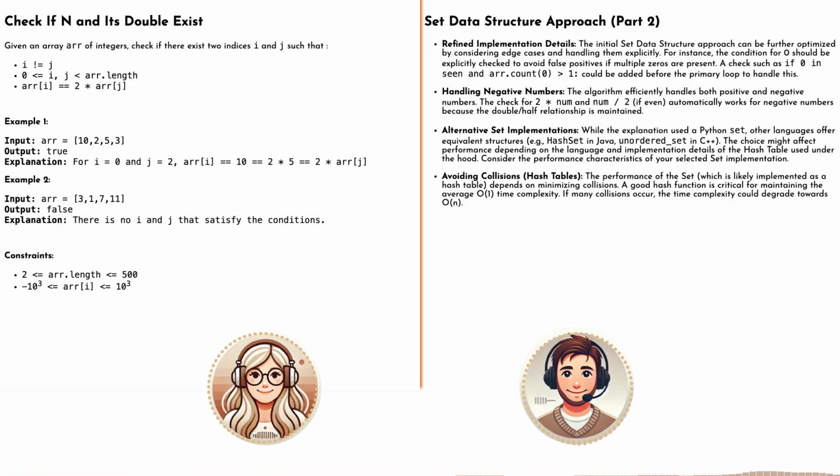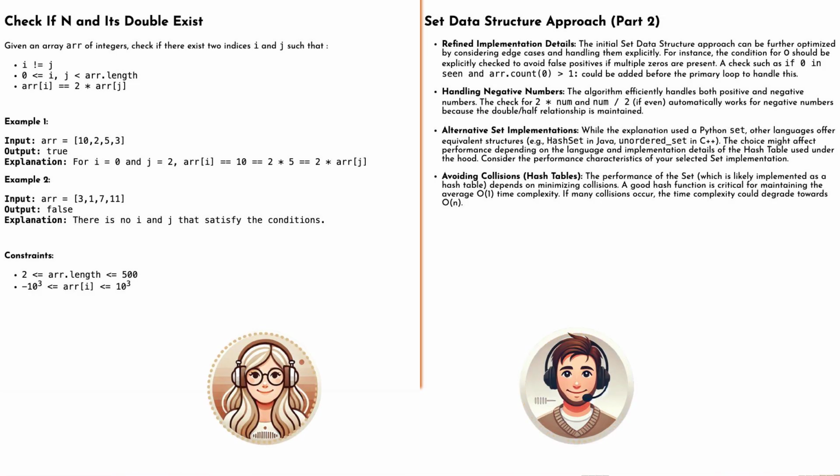But what about space complexity? Are we using more memory now that we're storing these numbers in a set? Good point. You're right, the space complexity is also O of n because in the worst case, we might have to store every single number from the array in our set. Okay, so there's always a trade-off. More space for less time. It's like a balancing act. Exactly. It all depends on your priorities and the specific constraints of your problem. But the good news is we have even more options.